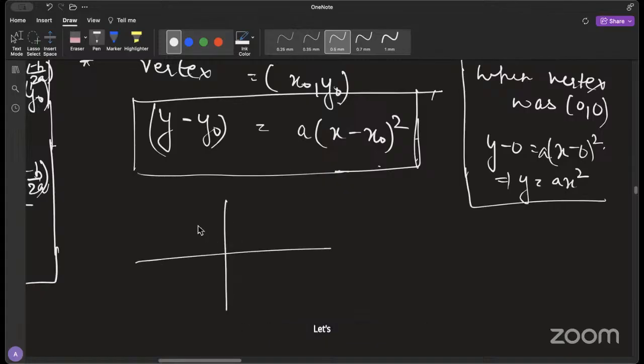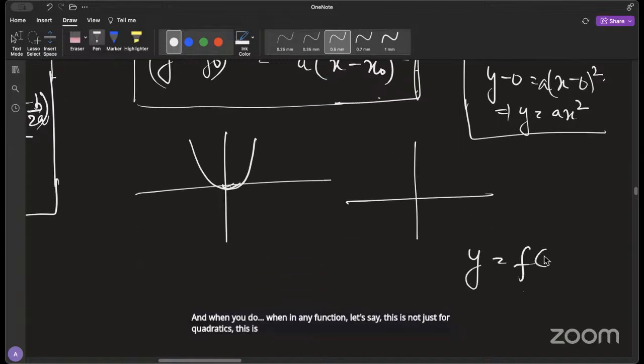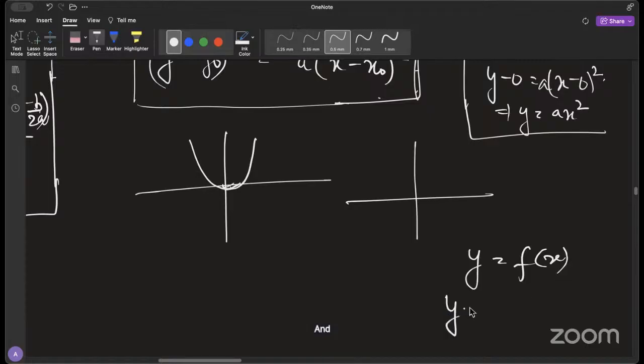And what we're doing here graphically is, let's say a is greater than 0. Then for 0, 0 vertex, it's like this, right? And this is not just for a quadratic function, this is for any function. If you have y equals f(x), and you do y minus y naught and f(x minus x naught).